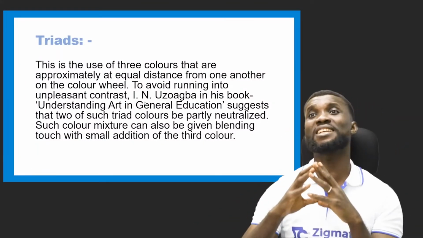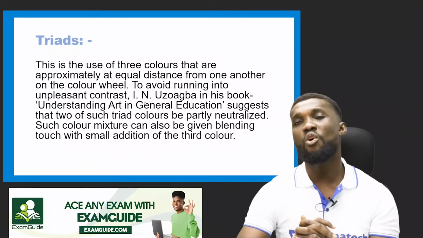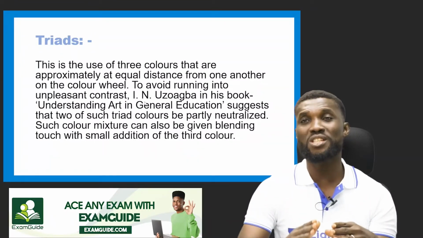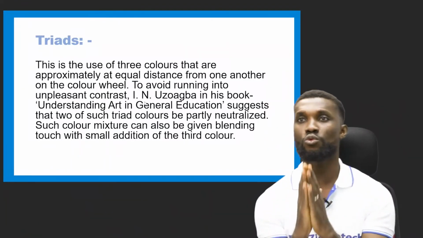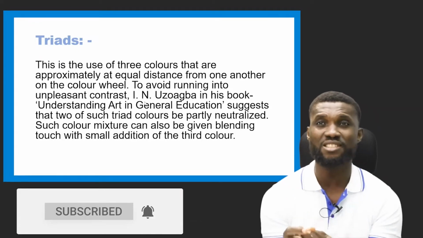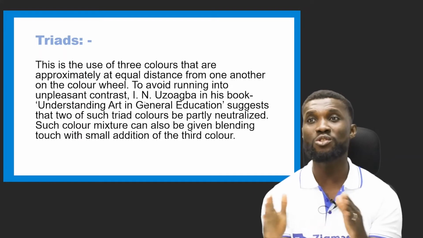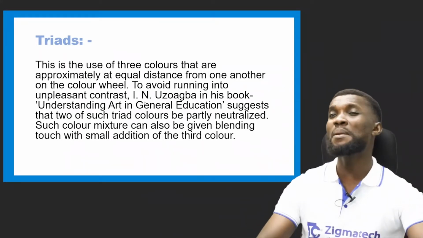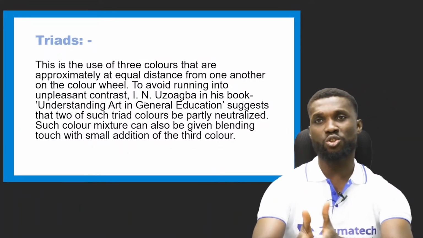Now this is the use of three colors that are approximately at equal distance from one another on the color wheel. They avoid running into unpleasant contrasts. You just learn to avoid unpleasant contrasts. Now I.N. Ozoba in his book Understanding Art in General Education suggested that two of such colors, that is triad colors, be partly neutralized, such as a mixture that cannot always be given with intention, blending with a touch.